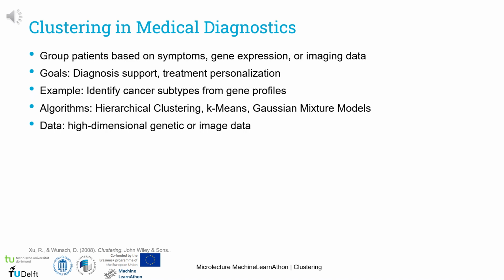For example, with the gene expressions, genes are clustered in order to identify cancer subtypes from gene profiles. The algorithms you can use for this kind of application are hierarchical clustering, k-means, or Gaussian mixture models. And the data are usually high-dimensional genetic or image data.